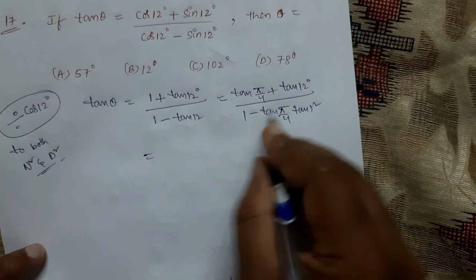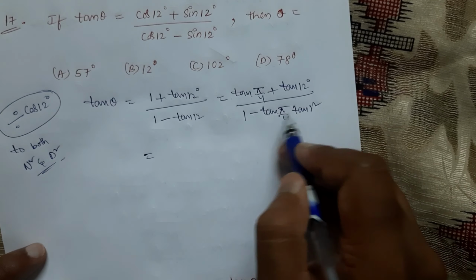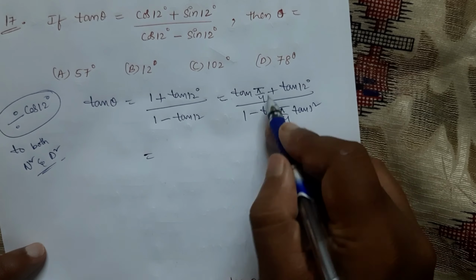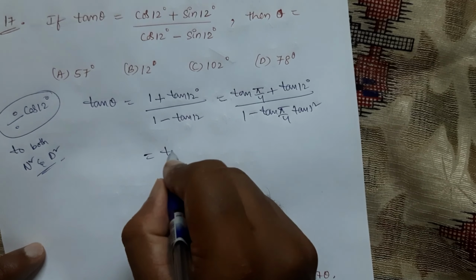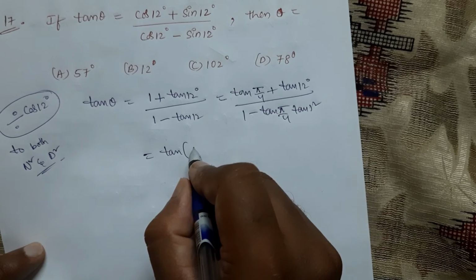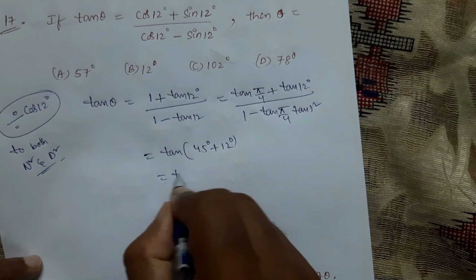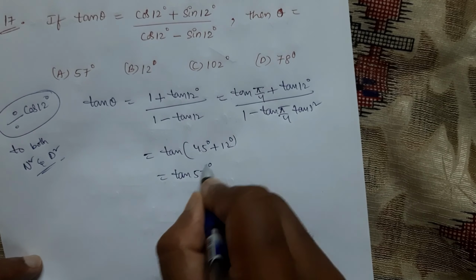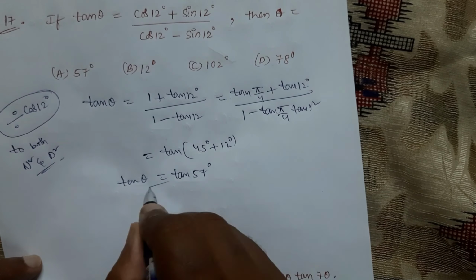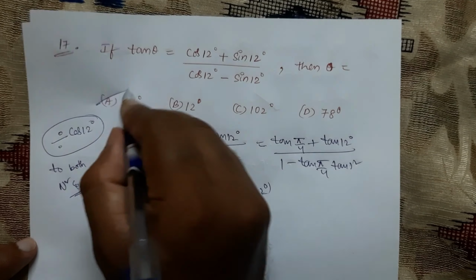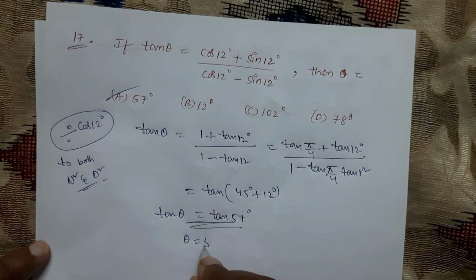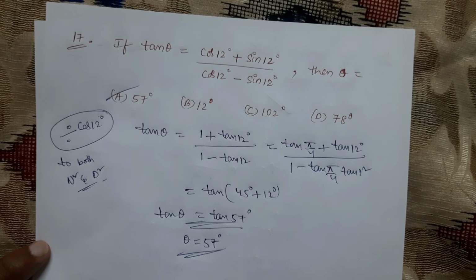Okay, now this is in the form of tan a plus tan b by 1 minus tan a tan b, right? So the formula is tan of a plus b. What is a here? Pi by 4, nothing but 45 degrees, plus 12 degrees. Easily we got tan theta equal to tan 57 degrees. That means theta is equal to 57 degrees.